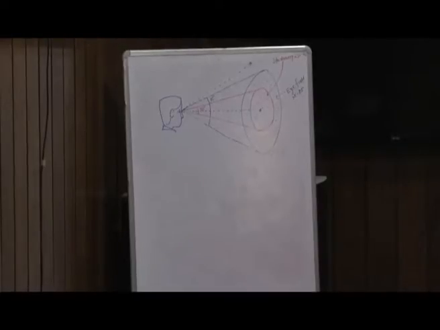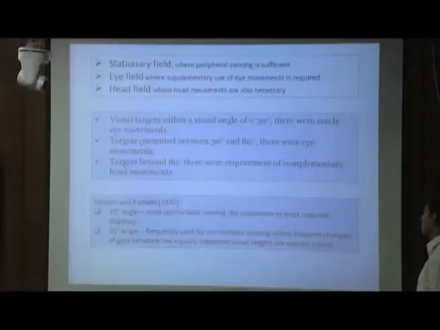Vankot and Kincaid 1972 mention that a 15-degree angle is most comfortable for viewing. While you are positioning any display, a 15-degree angle is comfortable, and we can extend it up to 30 degree, frequently used for comfortable viewing where frequent changes of gaze between two equally important visual targets are critical.